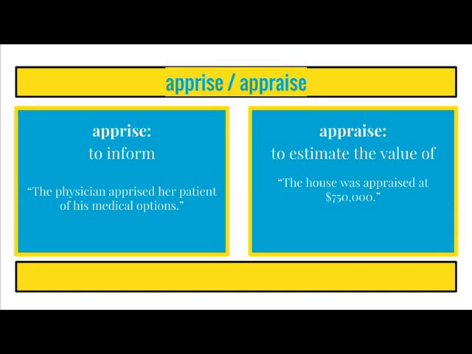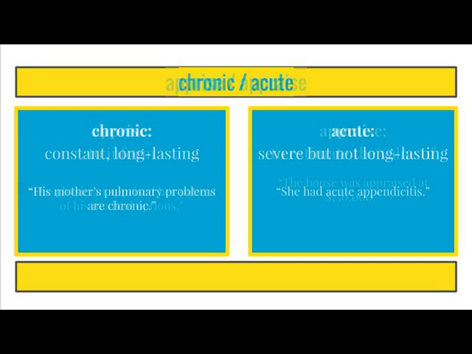Apprise means to inform. The physician apprised her patient of his medical options. Appraise means to estimate the value of. The house was appraised at $750,000. Chronic means constant or long-lasting. His mother's pulmonary problems are chronic. Acute means severe but not long-lasting.